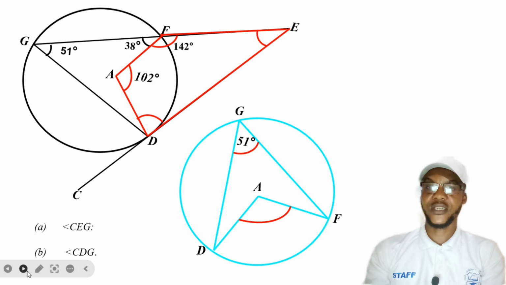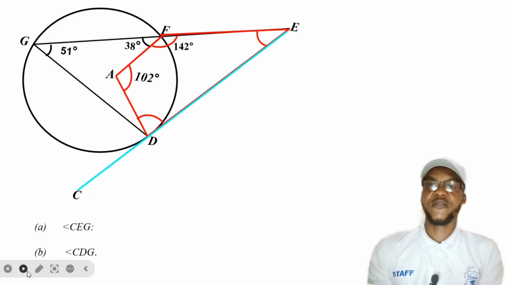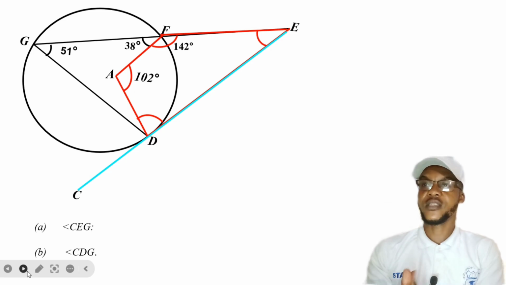102 degrees. Okay. So once we have gotten that, let's move on to the angle at D. Now let's also identify which property we can use to get that angle. Before we go there, let me advise you, as I've been saying, that before you are able to solve circle theorem, you should know all these properties.